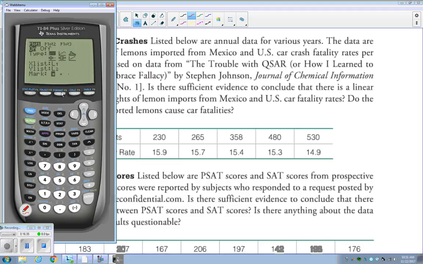Coming down, the type is already highlighted there. That is a scatter plot, so that's what I want. For your X list, you're going to put L1, if it's not already there. For your Y list, you're going to put L2, and your mark is going to be that little square. If it's not there, remember how to get L1 and L2 is simply by clicking second number 1 and second number 2 for L1, L2. Is everybody okay?